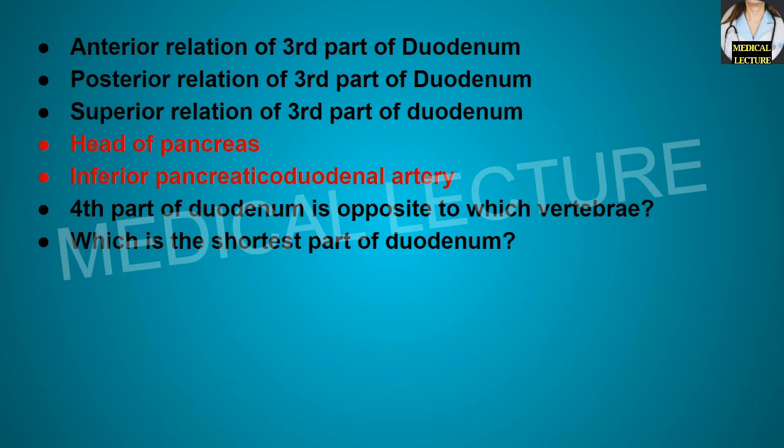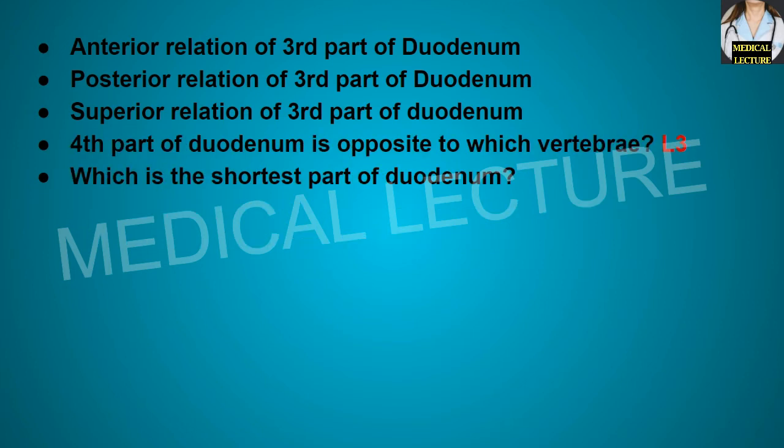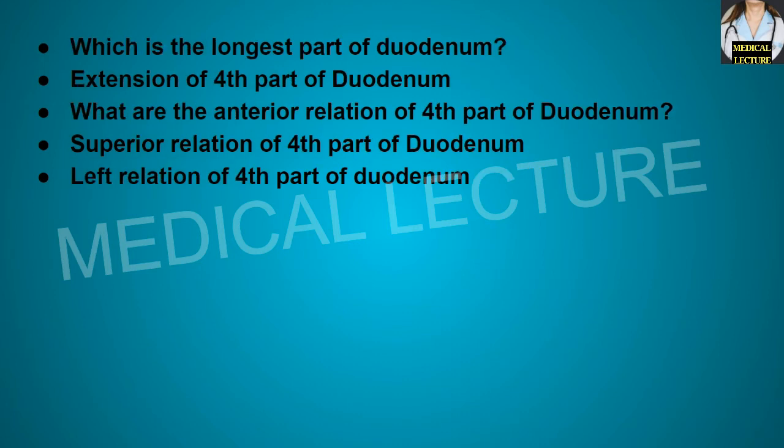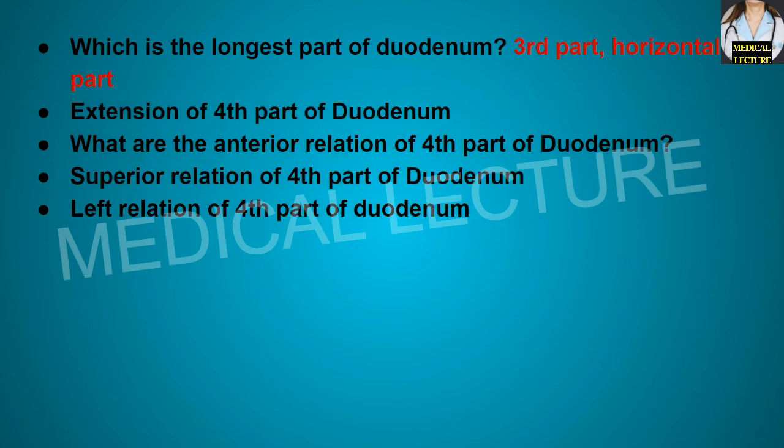Fourth part of duodenum is opposite to which vertebra? So it is opposite to L3 vertebra. Which is the shortest part of the duodenum? So it is the fourth part of duodenum. Which is the longest part of duodenum? So it is the third part of the duodenum and it is horizontal in direction.